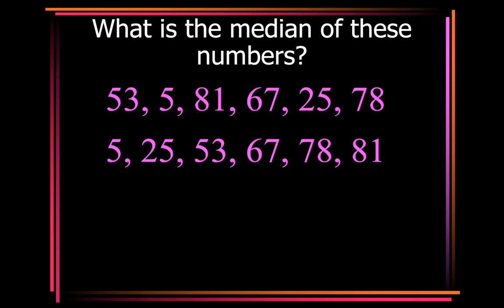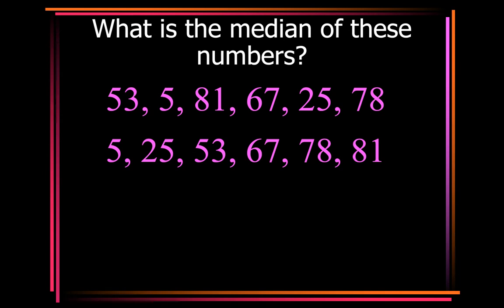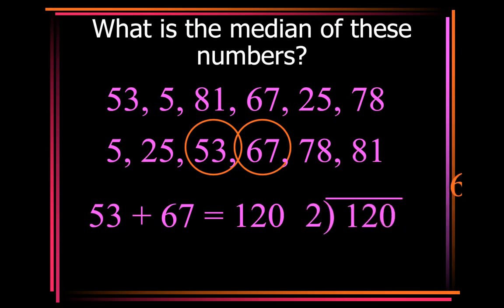Try one last one. I reordered it for you. This was the original list. This is the new list. Please find the median. In this case, the same thing happens, 53 and 67. You can take the average of those two, and you end up getting 60.